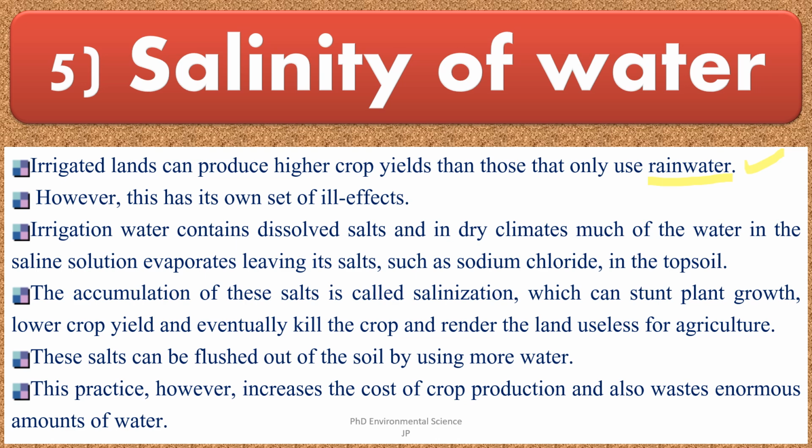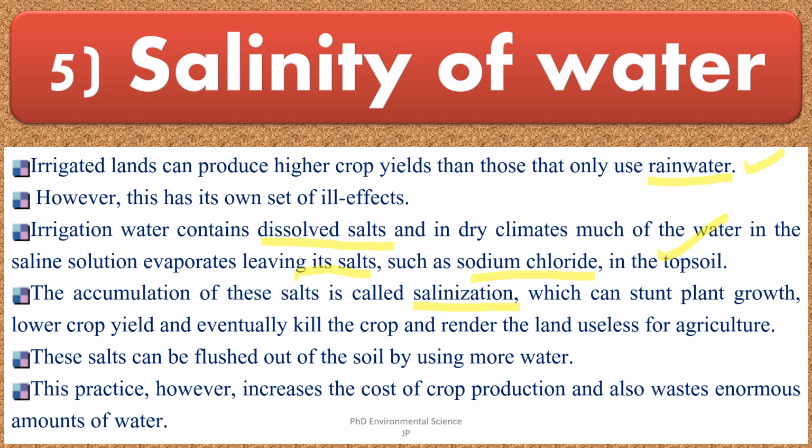Now, irrigation water often contains dissolved salts such as sodium chloride and others. In arid or semi-arid regions where irrigation is common, much of the water evaporates, leaving salts behind in the soil. Over time, these salts accumulate in the topsoil, a process which is known as salinization. High concentrations of salts in the soil can hinder plant growth and development.